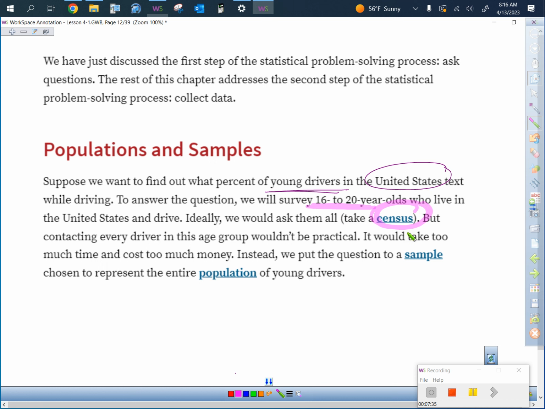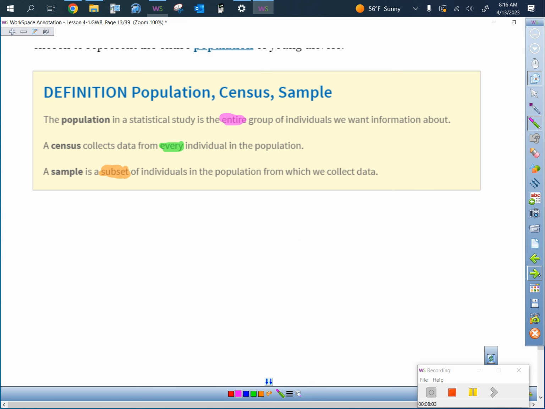It's back up on the top where we're doing some of these. A census takes every single person, but would you believe that that would be very hard to do, to find every single teenager, 16 to 20, in the U.S. and ask them? That's very hard to do. So what we do is we get a sample of those students, represent the entire population of young drivers. So let's define those 3 words. These are the 3 things that need to go in the blank.